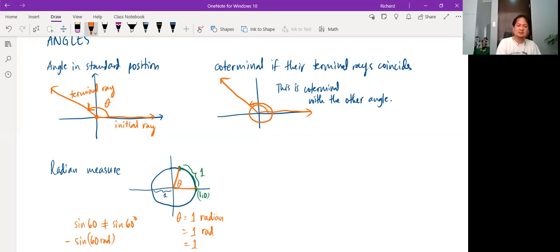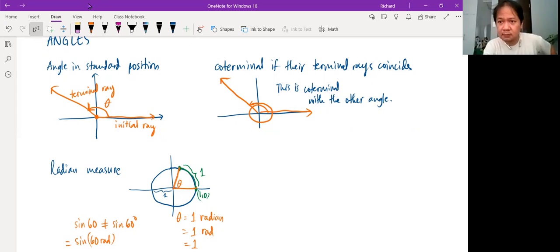Bakit po, why did the gradian fall out of use? I mean, it's 100. Or ano po, mas decimal po siya. Why did it fall out of use when the degree and radian remain? Why was the degree preferred over the gradian?